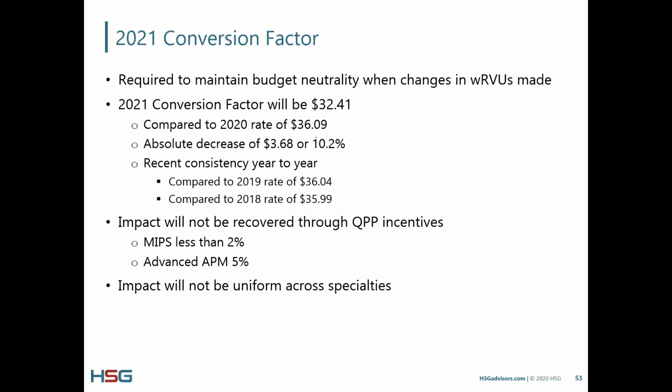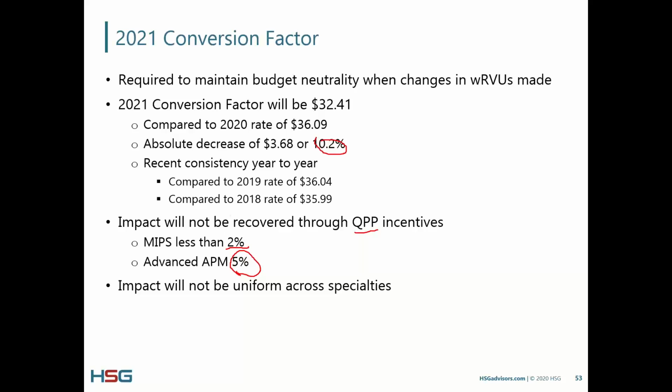Obviously, we're not going to recover that degree of decrease through the QPP incentives, because even if you're in advanced APM, you're only going to get a 5% offset. And the MIPS maximums have been just under 2%. So you're not going to make that up.